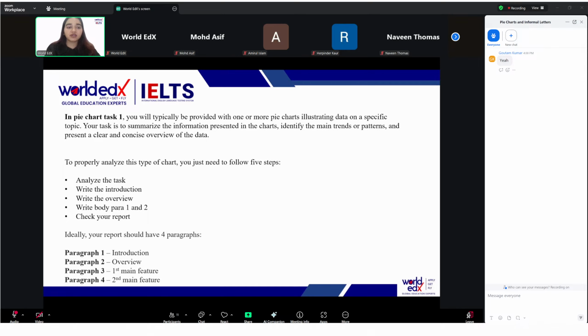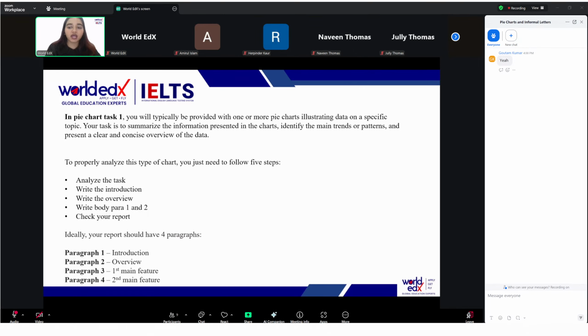Then after the introduction, you do not start with the body paragraph, rather you start with the overview. Overview is very akin to the conclusion in the essay, but the only difference is that it comes right after the introduction in the report writing, whereas the conclusion comes at the very last stage after body paragraph 2. So here the major difference is introduction, and then you will write the overview. Overview is again just an analysis of what are the main features of the graph.